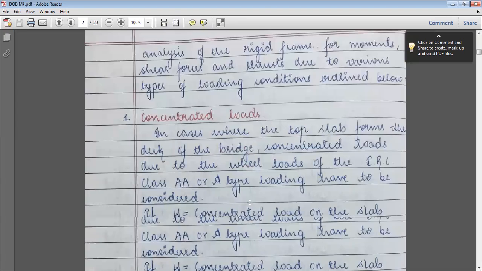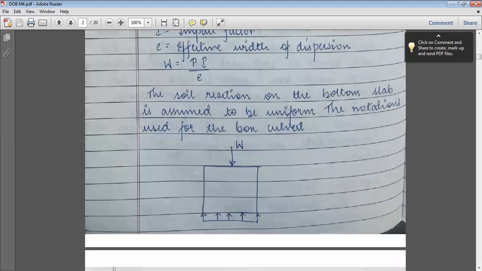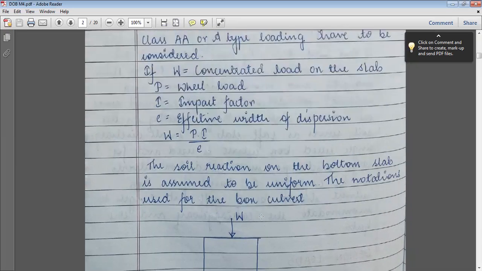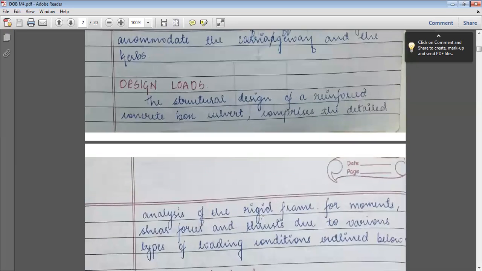One general section we will see here. It will be something like this. See here, box culvert, resting on the ground. Once it rests on the ground, there will be upward pressure due to resting on the soil. There will be upward pressure at the bottom. Now we will see what design loads are to be considered for the design of box culverts.